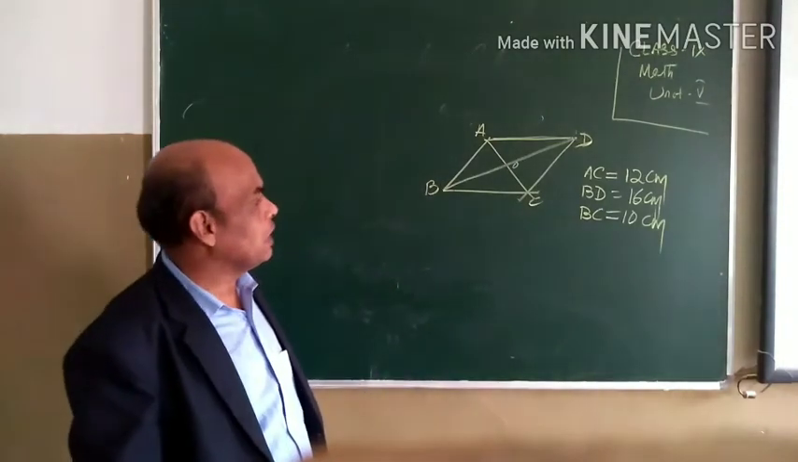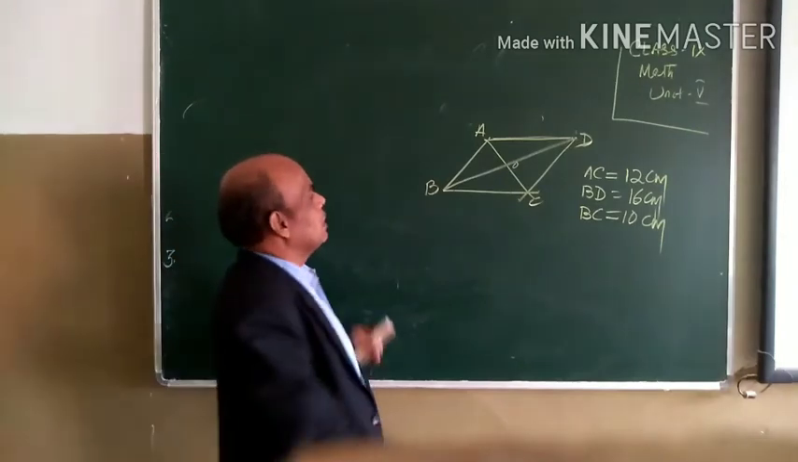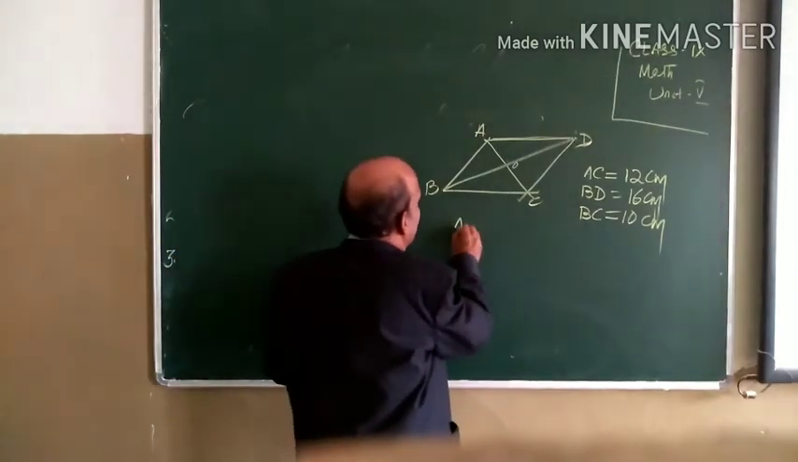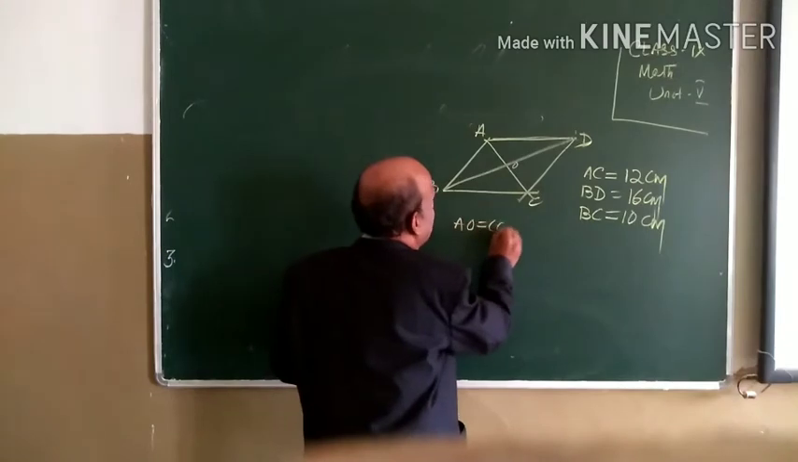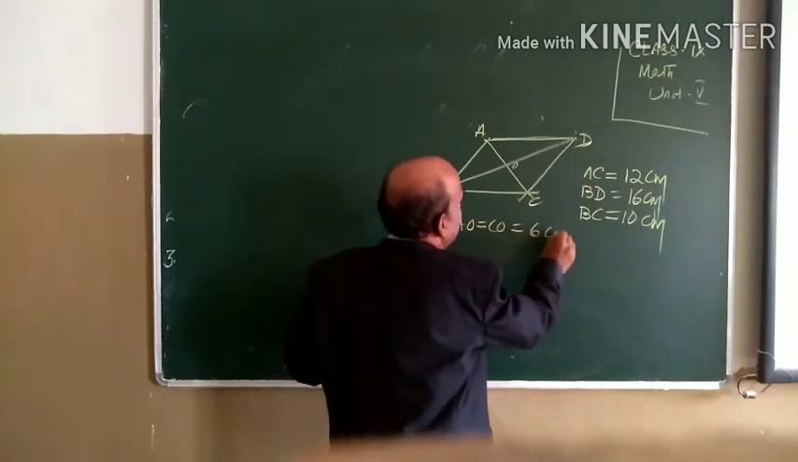So first you see AC is 12. AC is 12 means AO is equal to CO, that is equal to 6 centimeter.